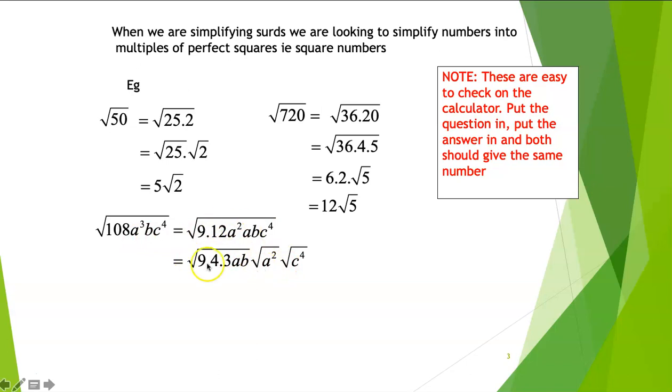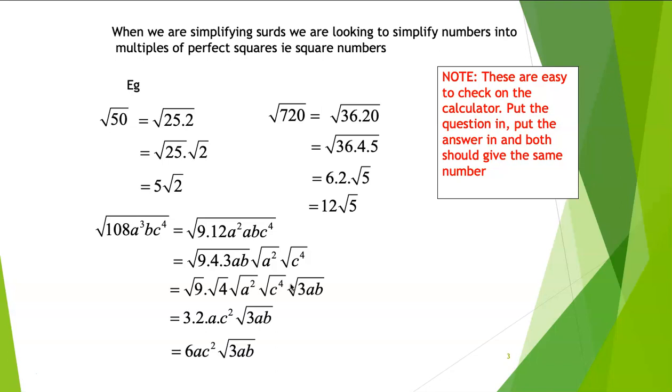So now what I can find, the square root of 9 is 3. The square root of 4 is 2. 3 and a, you cannot get them out of the square root, so they have to stay under the square root. The square root of a squared is a. The square root of c to the power of 4 is c squared. And the answer will be like this. And then obviously you multiply the 3 and 2, and that's where you get 6a c squared, with the square root of 3a.